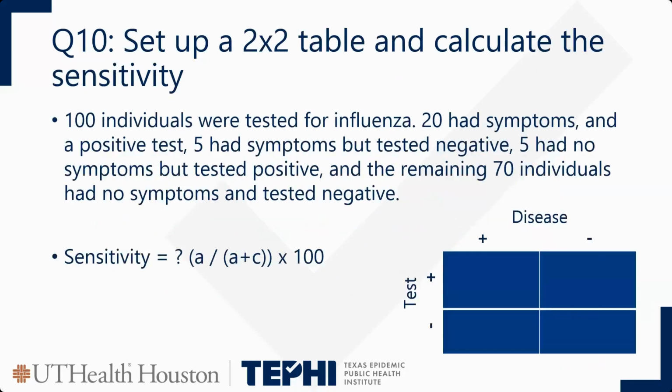Question 10. Set up a 2 by 2 table and calculate the sensitivity. So 100 individuals were tested for influenza. 20 had symptoms and a positive test. 5 had symptoms but tested negative. 5 had no symptoms but tested positive, and the remaining 70 individuals had no symptoms and tested negative. Set up the 2 by 2 table and calculate the sensitivity from there.